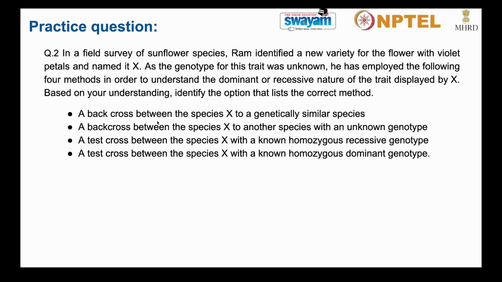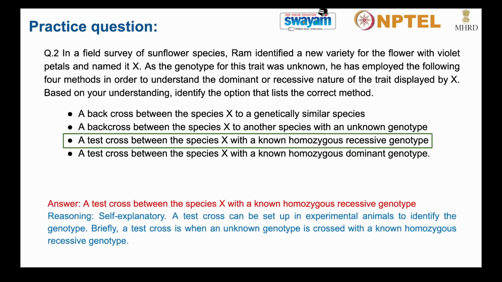So the first option says a backcross between the species X and a genetically similar species; a backcross between the species X and another species with an unknown genotype; a test cross between the species X and a known homozygous recessive genotype; and the fourth option says a test cross between the species X and a known homozygous dominant genotype. So now you have to reply which cross he needs to perform. I hope you have some idea about the backcross and the test cross and when we perform them. Okay, now let's see the answer.